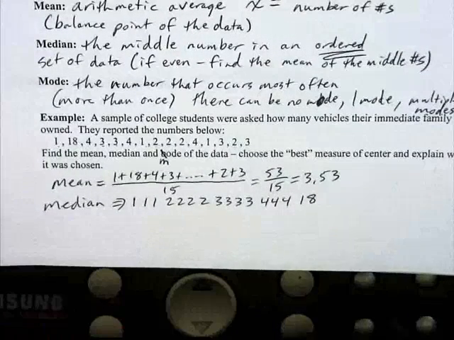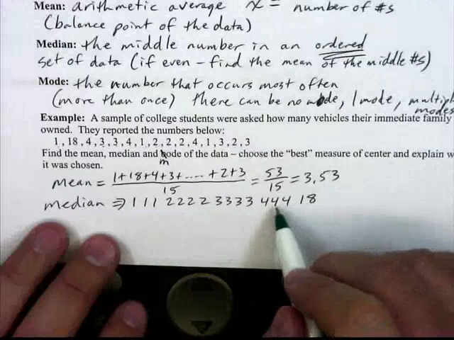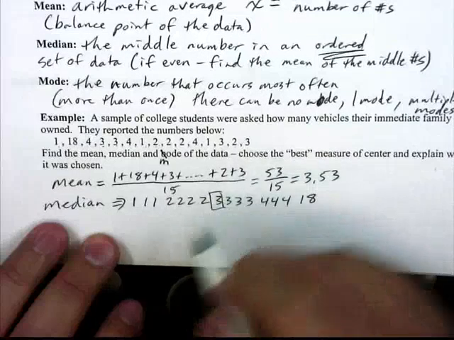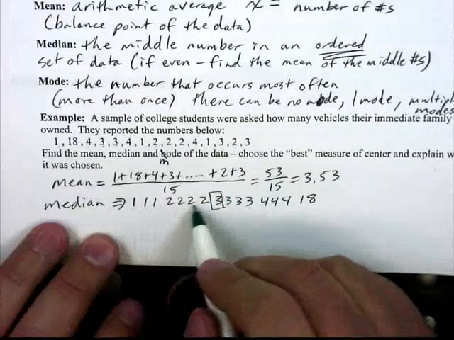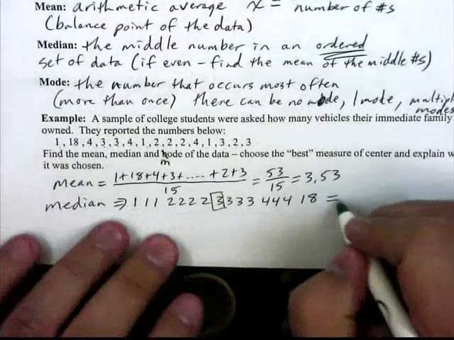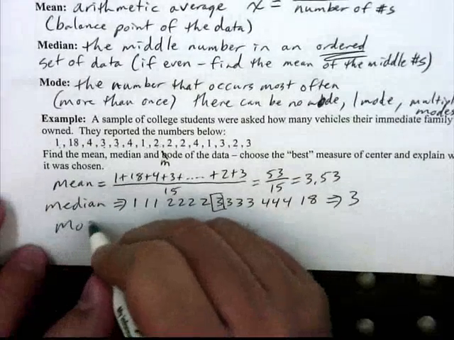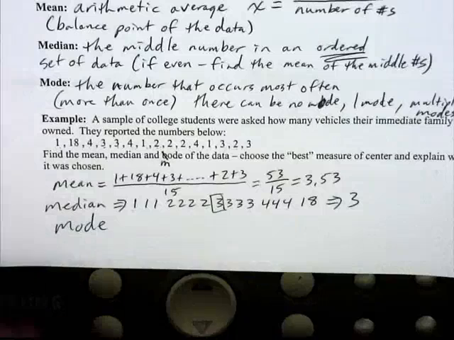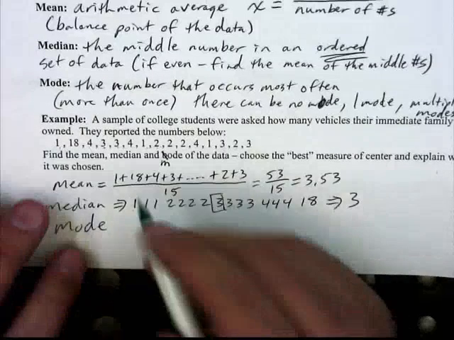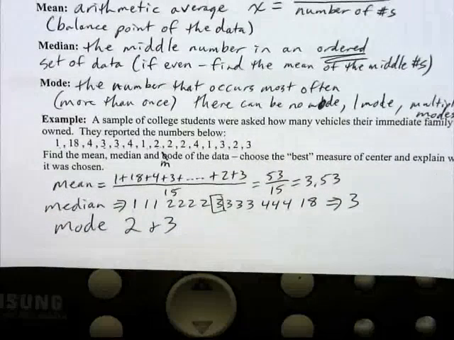Alrighty? Now when I look at that set of data, I've got 15, so if I go in 1, 2, 3, 4, 5, 6, 7, the 8th number in from either side, 1, 2, 3, 4, 5, 6, 7, 8, should be my median. And so my median in this case is going to be a 3. And then my mode is going to be the number that occurs most often. And notice 2 and 3 are both used 4 times, and that's more often than anything else. So I have 2 modes. I have 2 and 3.